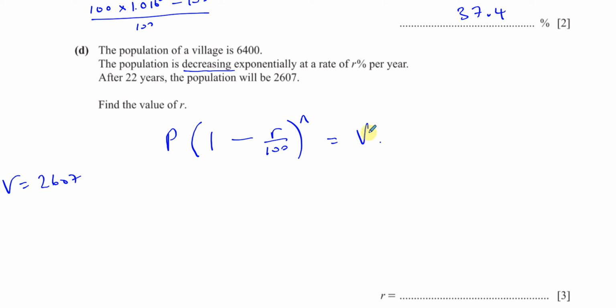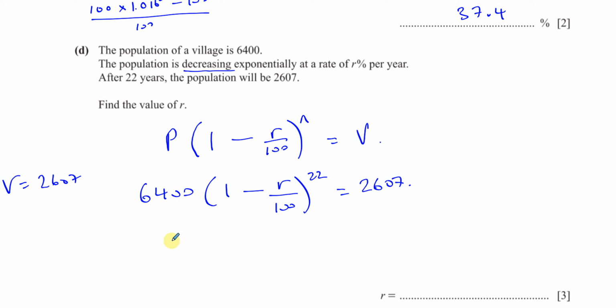The new value of the population is the original population times 1 minus the rate over 100 to the power of the number of years. That formula is what we need for this exponential increase, and in this case decrease. It's minus. If it was increasing, I'd put plus here. So the original population is 6,400. You have 1 minus, we've got to find the value of r, so that's r over 100 to the power of the number of years, which is 22, and that's equal to the new population, which is 2,607.